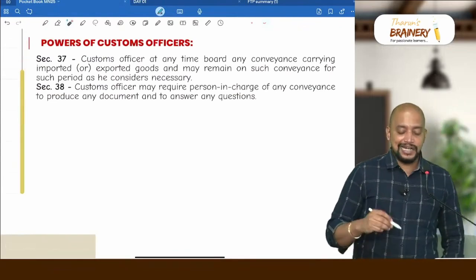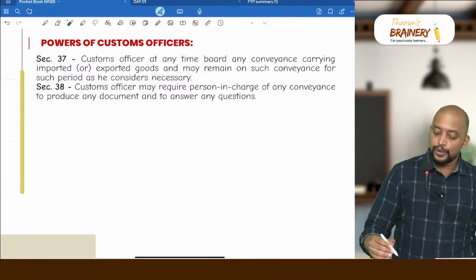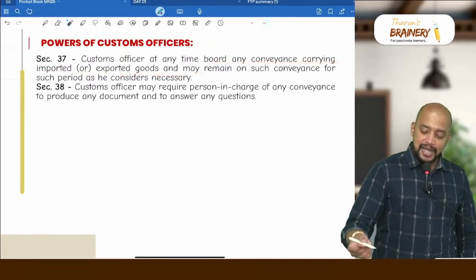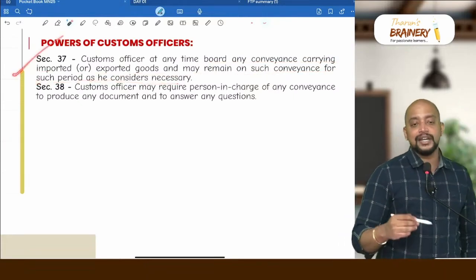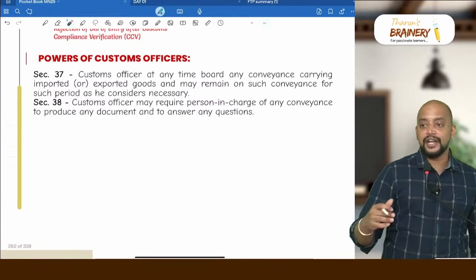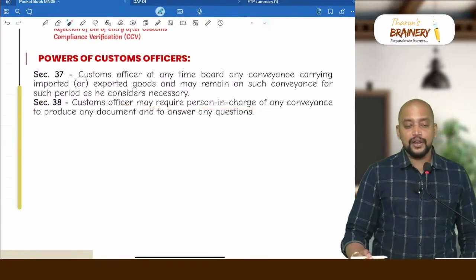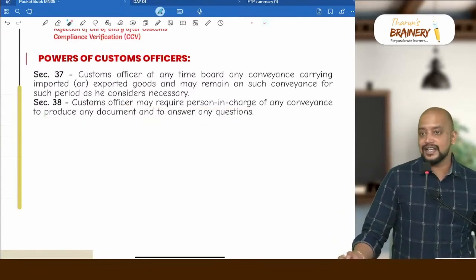Sections 37 and 38, these two sections say the customs officer may at any time board any conveyance carrying imported or exported goods and remain on such conveyance for such period as he considers necessary. Possible only in case of a vessel, not possible in case of an aircraft. He cannot stop midway and board the aircraft. Section 38, the customs officer may require the person in charge of the conveyance to produce any document and answer any questions.